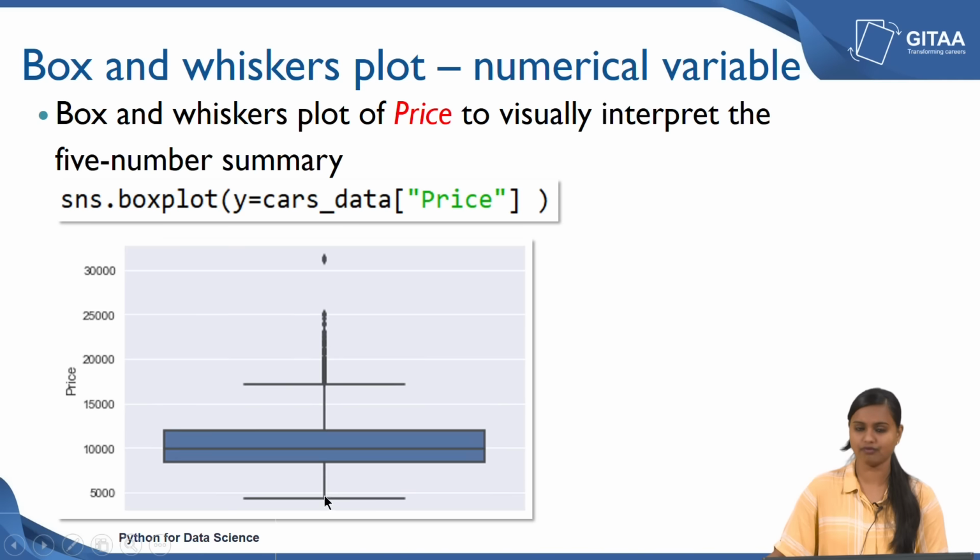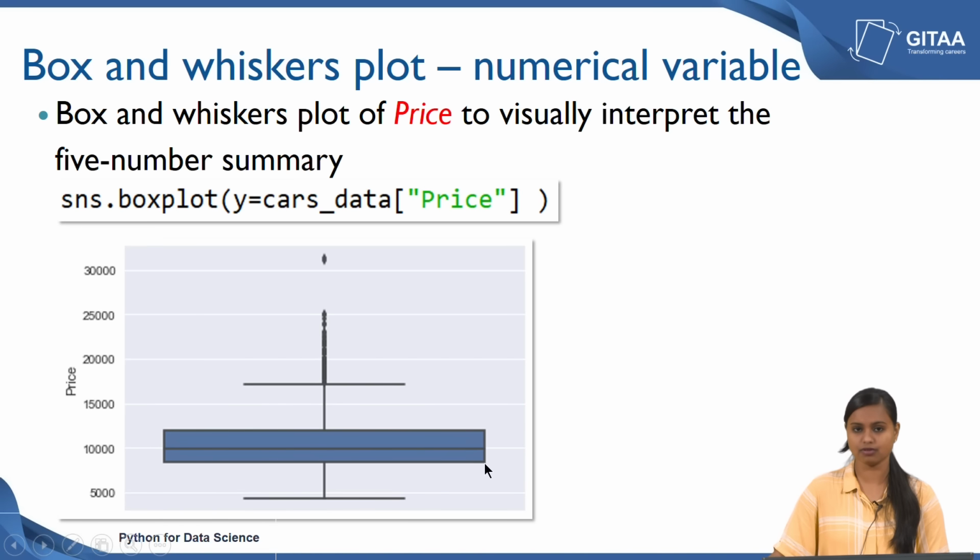The minimum value of the price of the car is about 5,000 euros, and the upper whisker represents the maximum value, excluding the outliers. So, the maximum value of the cars is around 16 to 17,000 euros, excluding the outliers or extreme values, and these are called the lower whisker and the upper whisker.